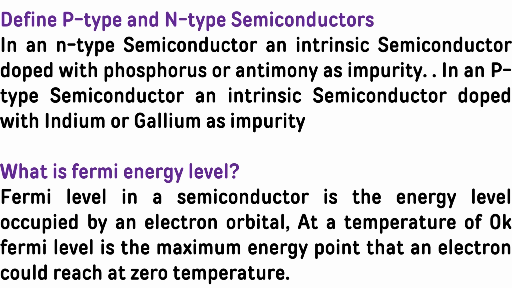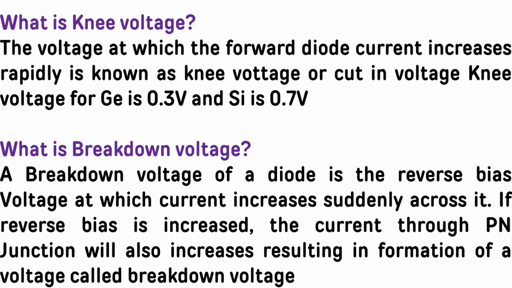What is Fermi energy level? The Fermi level in a semiconductor is the energy level occupied by an electron orbital at a temperature of 0 degrees Kelvin. Fermi level is the maximum energy point that an electron could reach at 0 temperature. What is knee voltage or cut-in voltage? The voltage at which the forward diode current increases rapidly is known as knee voltage or cut-in voltage. For germanium, it is 0.3 volts and for silicon 0.7 volts.